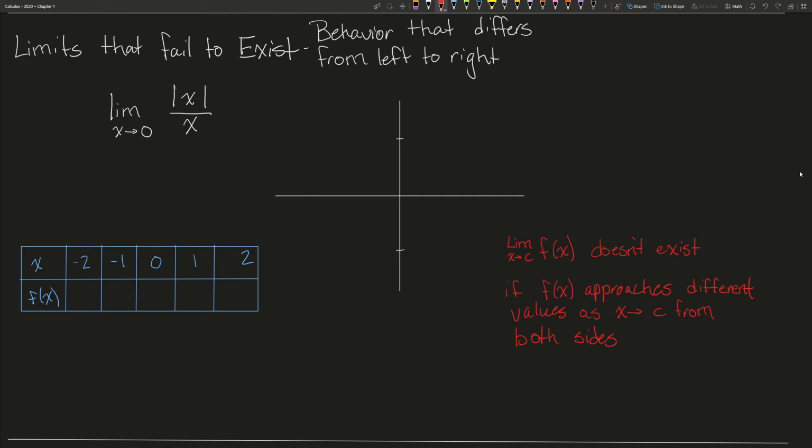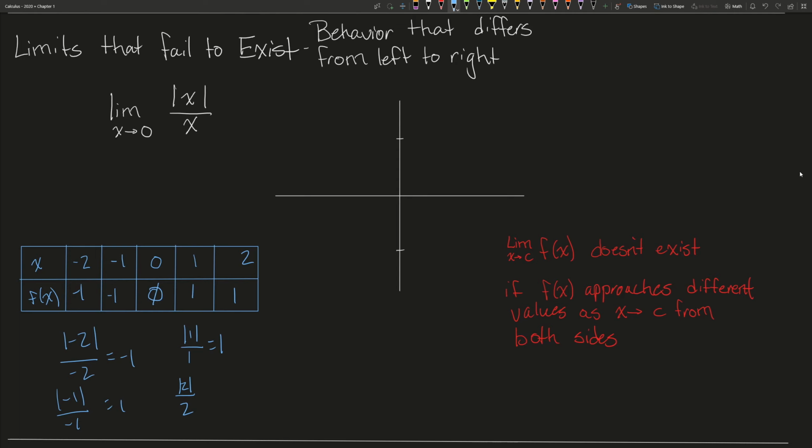So when we plug in -2, we would get -1. When we plug in -1, we also get -1. And when we plug in 0, we have our denominator equaling 0, which can't happen, right? So this is some undefined value. When we go to the right of 0, when we plug in 1, we would get +1, and when we plug in 2, we would again get +1.